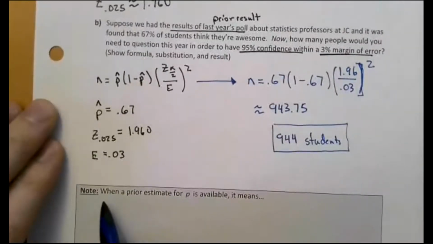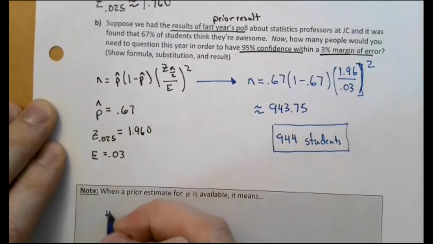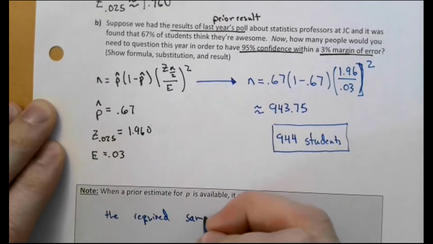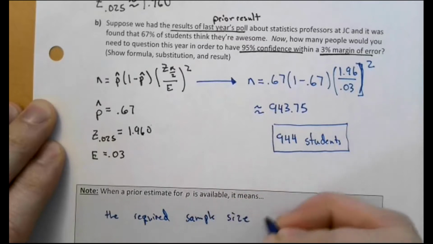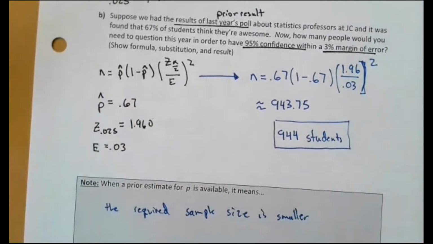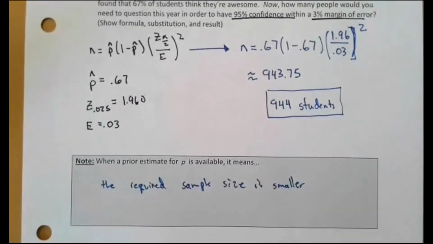Well, that's what this note is. So when a prior estimate for P is available, it means the required sample size is smaller. Okay. The 9-4 worksheet's a really great worksheet to practice this, by the way, and I'm guessing you're going to do that tomorrow in class.